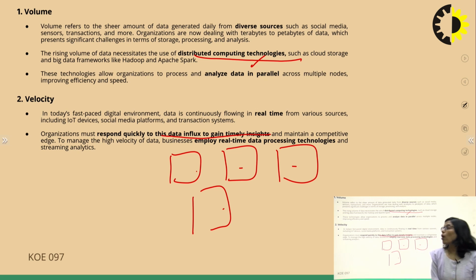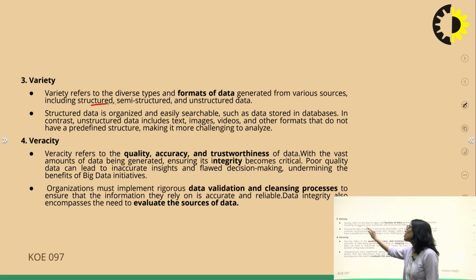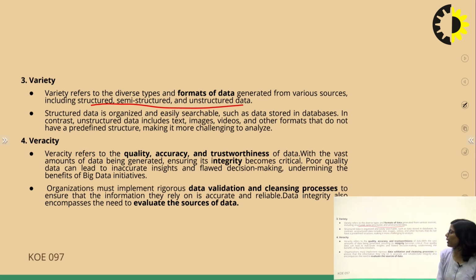So these are the two important characteristics of big data, that is volume and velocity. Volume is the size of the data that we have, and velocity is the speed at which we are receiving the data. Next is variety. Variety refers to the diverse types and formats of data. We are dealing with data like text, videos, audios, so much data. Big data is able to handle all formats of data, and these types of data can be categorized into structured, semi-structured and unstructured data.